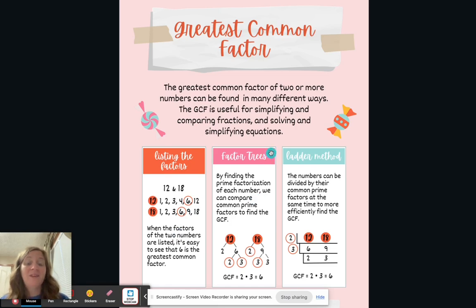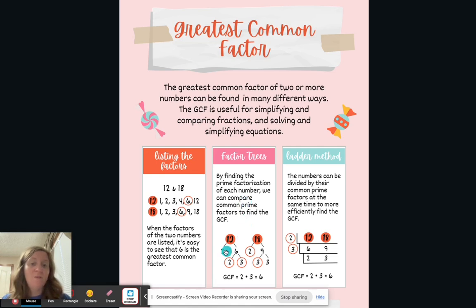Another way of doing it is factor trees. We talked about how to do a factor tree in the last session. I feel like a factor tree makes it easier than listing everything out, especially if we're dealing with numbers in the hundreds or even the thousands. Could you imagine making a list of every single one of the factors of hundreds and thousands? So sometimes a factor tree could be easier.